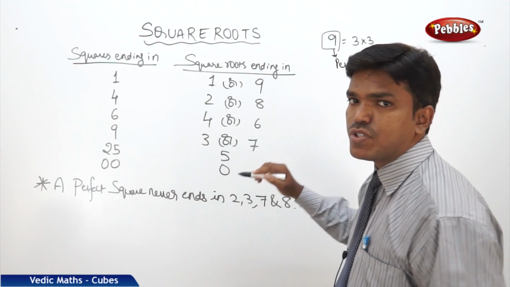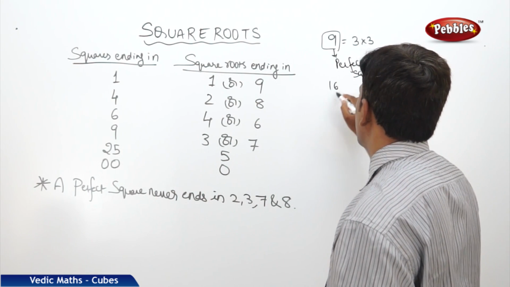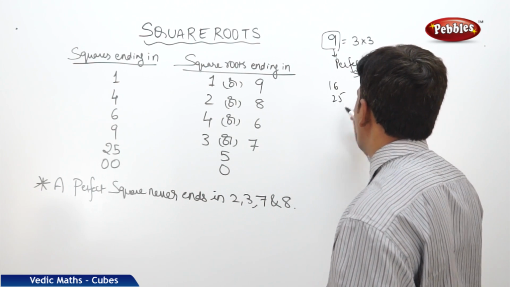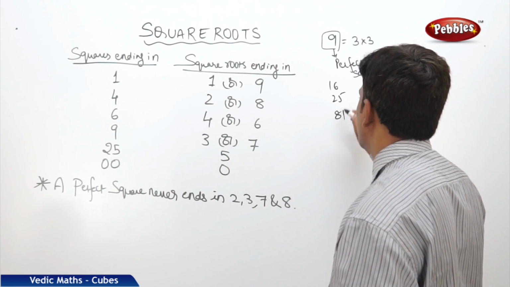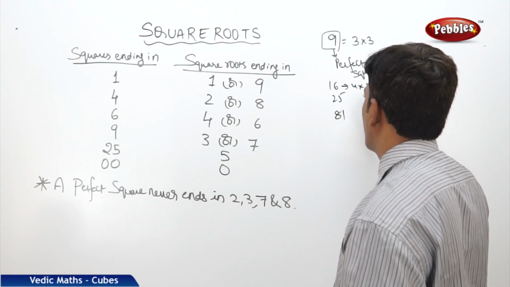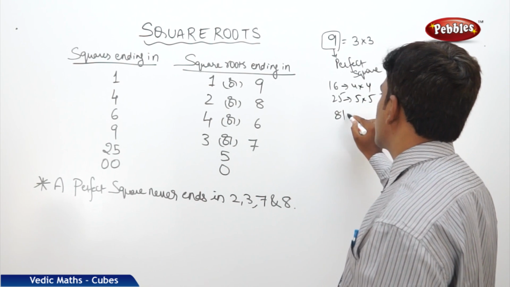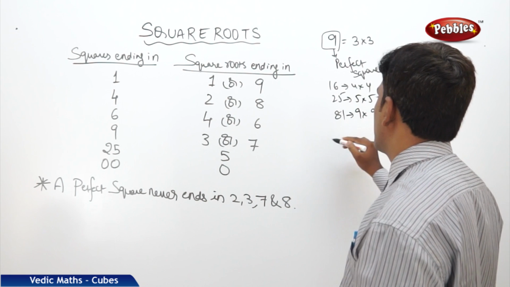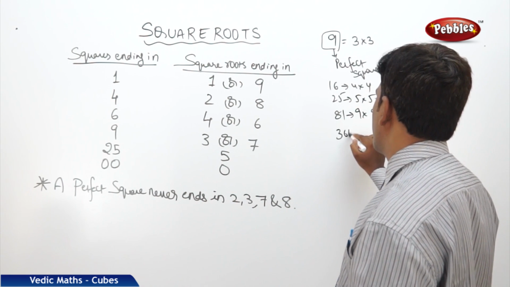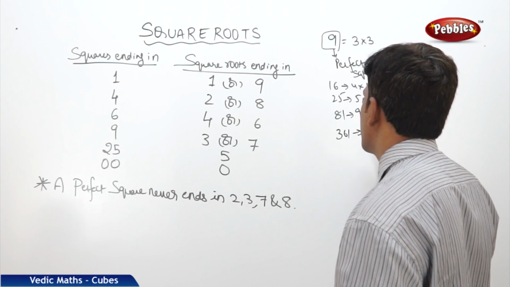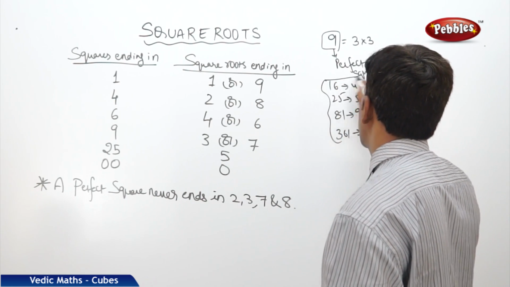Examples of perfect squares are 9, 16, 25, and 81. What is 16? 4 into 4. You can write like that. 25 means 5 into 5, product of same two digits. 81 means 9 into 9. Let us take some 361, which means 19 into 19. So like this, all these are perfect squares.